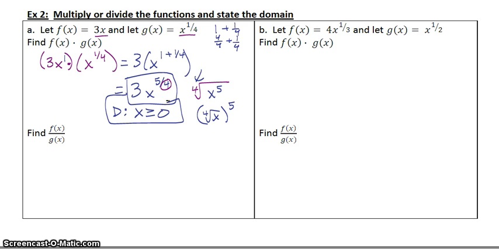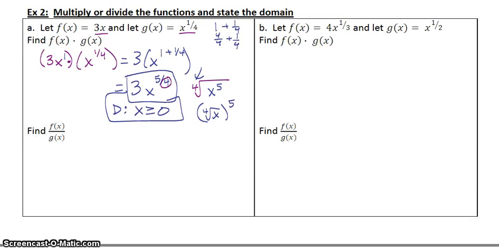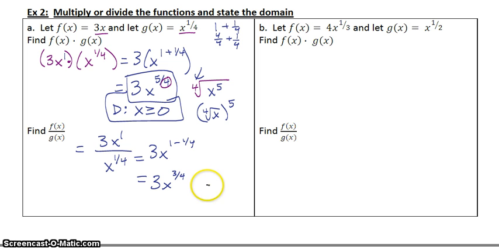Now let's do some dividing with those same functions. I'm going to now have 3x divided by x to the 1/4. And remember exponent properties here, I do top subtract bottom, 1 subtract 1/4 for my new power. And 1 subtract 1/4 is 3/4. So I've got 3x to the 3/4.